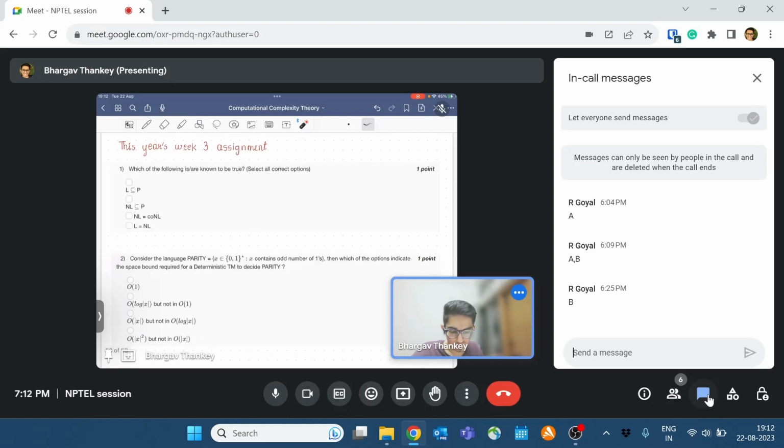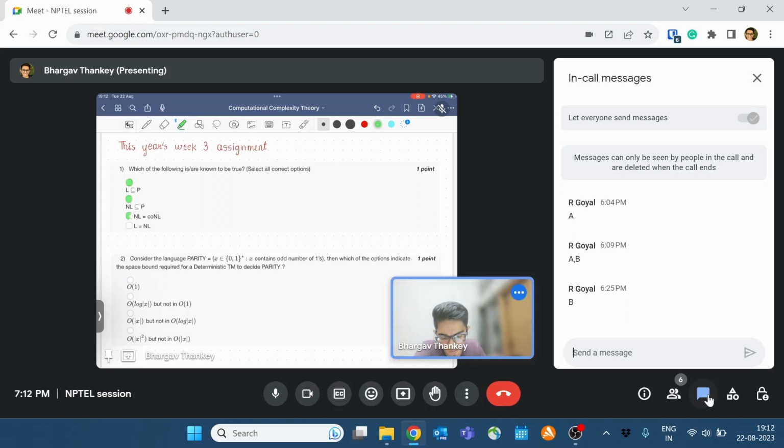So the first question is: which of the following is or are known to be true? Select all the correct options. L is in P, NL is contained in P, NL and coNL are the same, and L and NL are the same. So which of these are correct? A, B, C. A and B we already saw in a question somewhere.